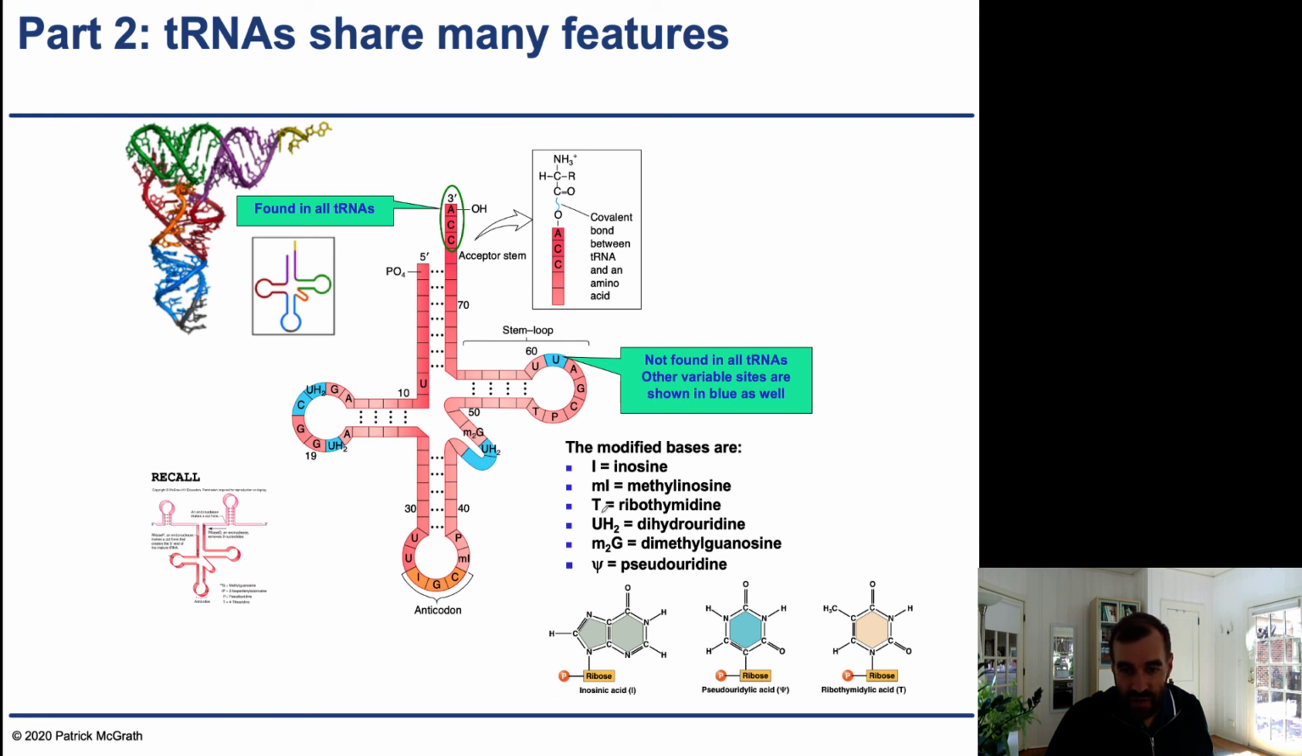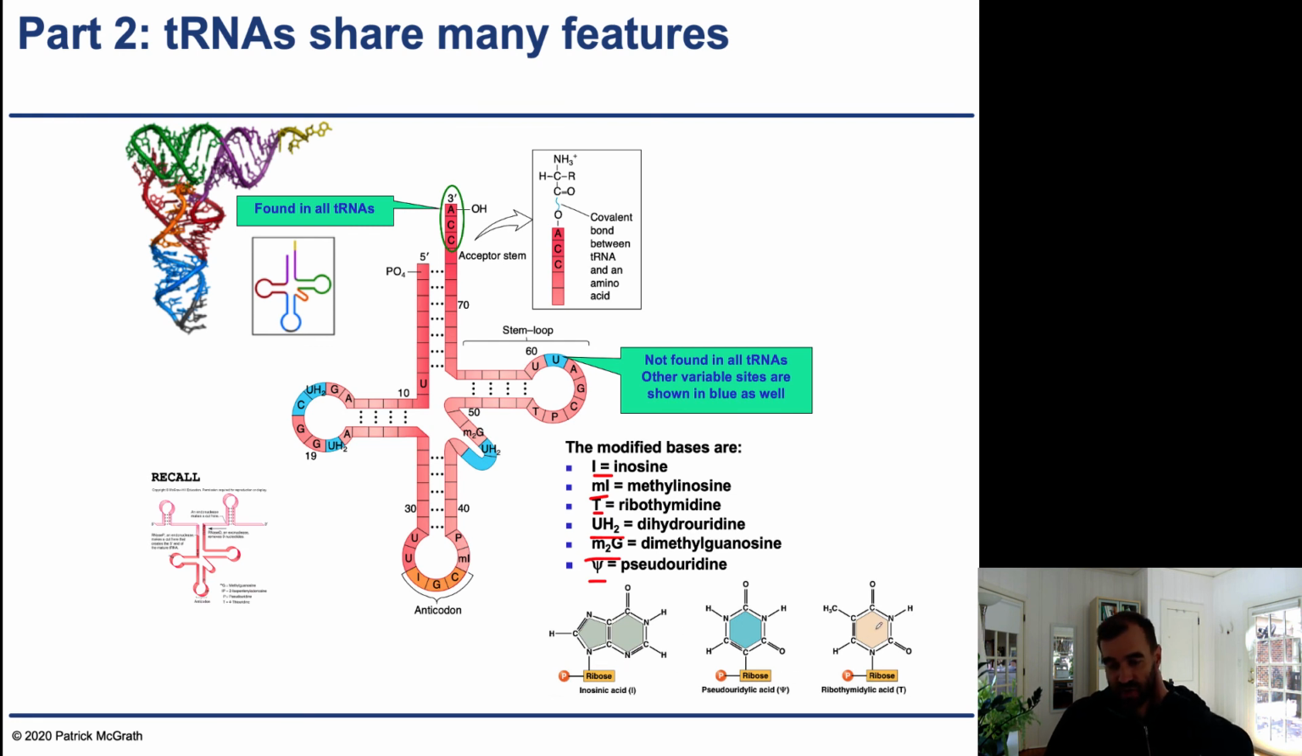So you can see that there's a bunch of different types of modified bases. The methyl inosine, the inosine, etc. So they all have these little designations in the same way as A, C, G, and U refer to distinct ribonucleotides. These refer to specific modified ribonucleotides. And you can see this shows you the actual chemical structure of these.